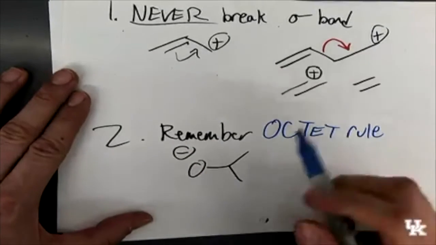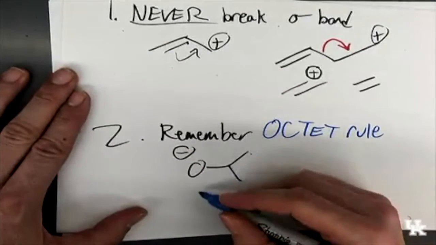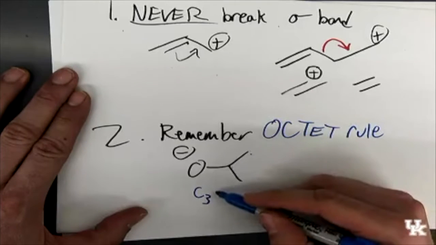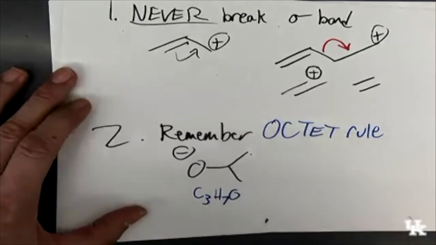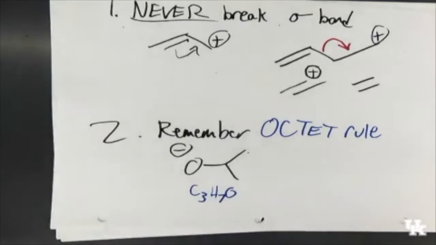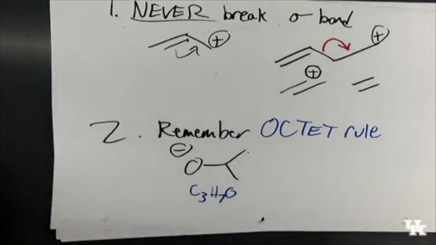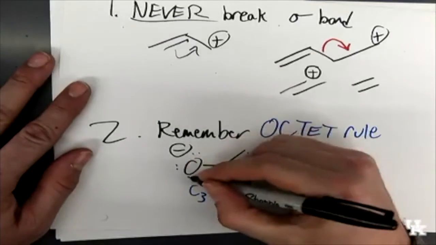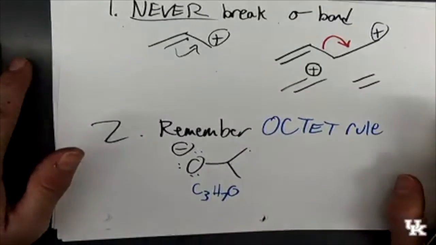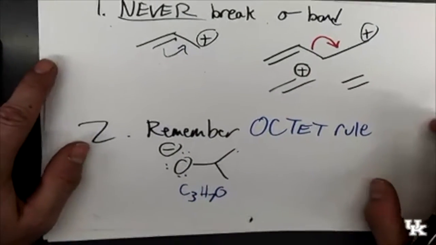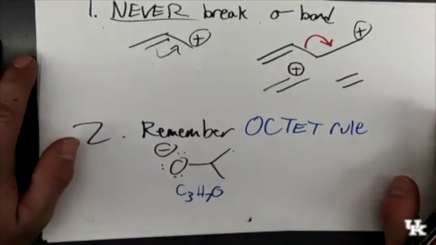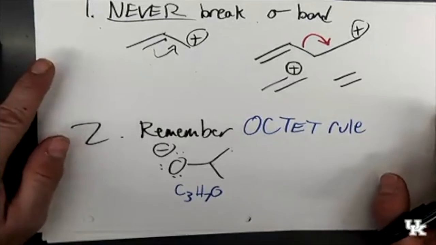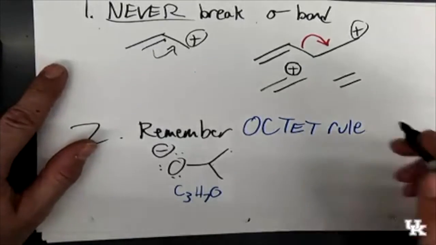This molecule is C3H7O. Okay, this molecule has how many lone pairs? Three, they said? Three lone pairs. A good resonance structure is not possible here. Does everybody see why before I draw it? If not, here it comes.